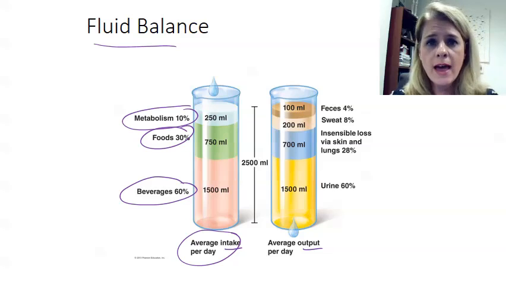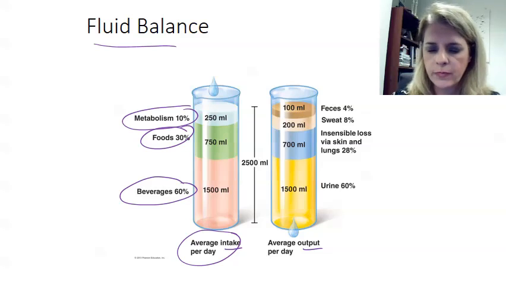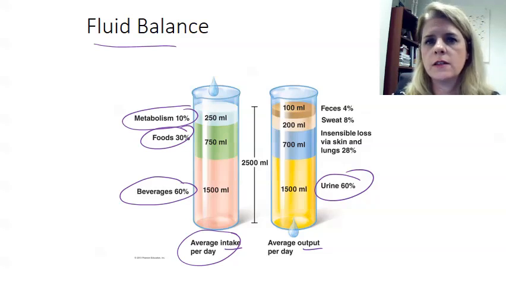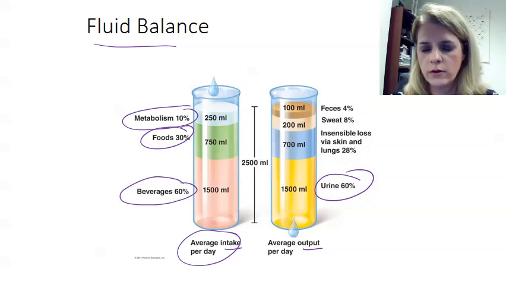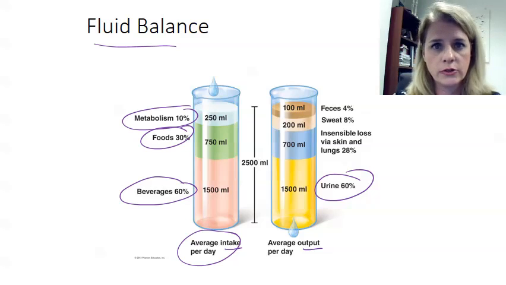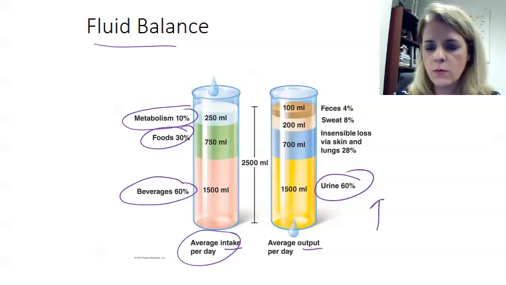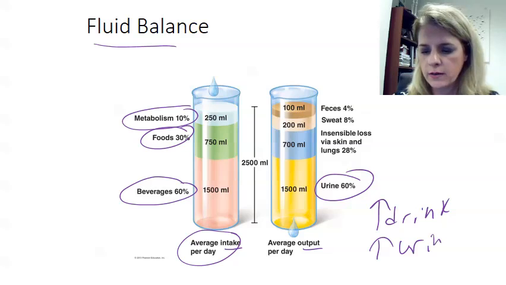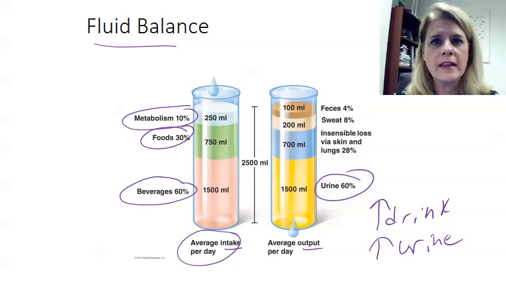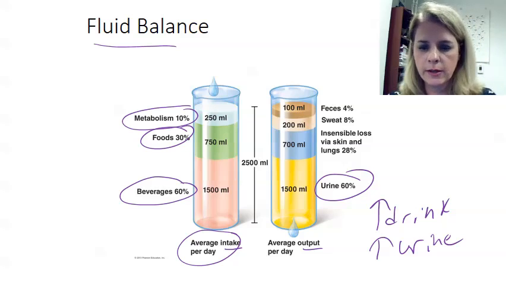Now, to balance that, we've got to get rid of some. What comes in has got to go out. So how do we get rid of water? Well, about 60% of the way we get rid of water is through urine production, okay? And so obviously, the more water that you drink, the more increased frequency you're going to urinate, okay? So that is one of the easiest ways to regulate water balance. What you drink in, you pee out, basically, all right?